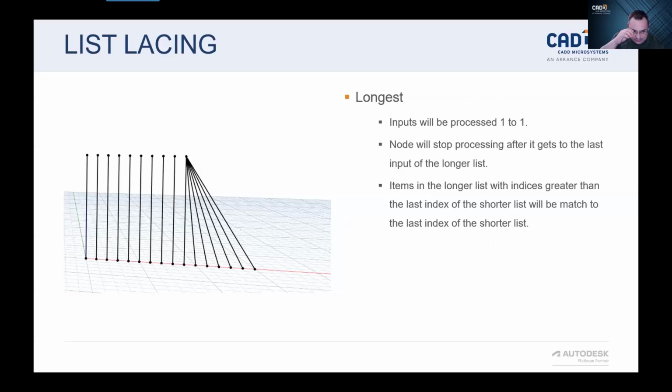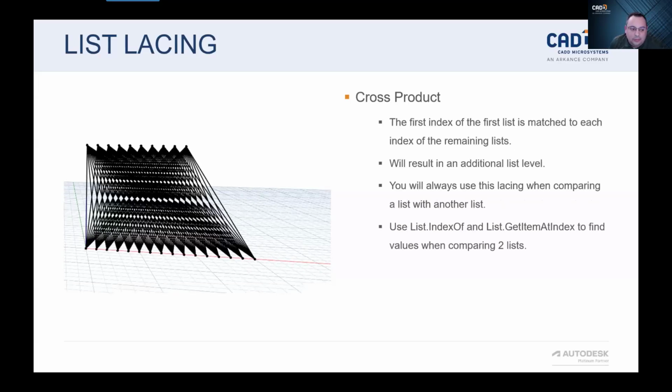The next one is longest. It does the same thing, except once it runs out on the shorter list, it just processes all the extra to the last one. I'll be honest, I don't find a need for longest all that often. It does have some cases where it's useful. But the next one I find is actually, if you're going to override, I find it's the one that you end up using the most, and that is cross product.